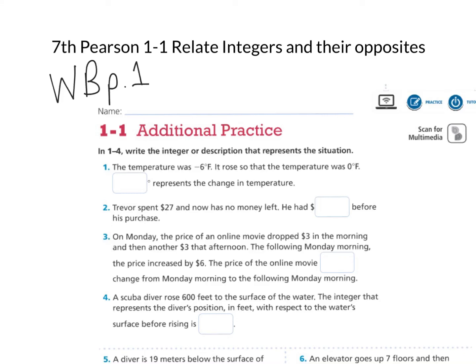Continuing lesson 1.1 on relating integers and their opposites. We're going to look at some problems in your workbook, your additional practice workbook, page 1.